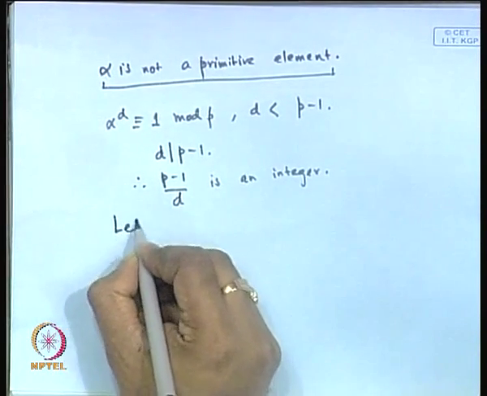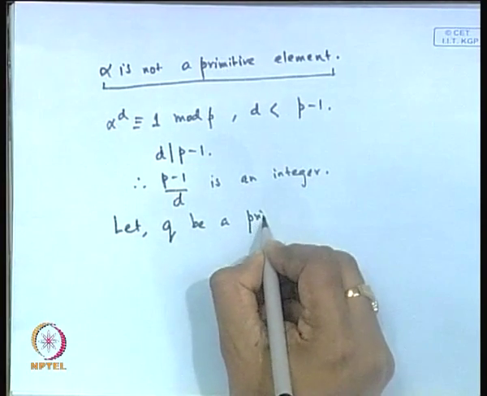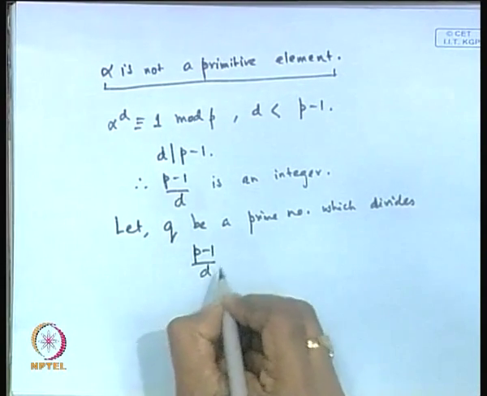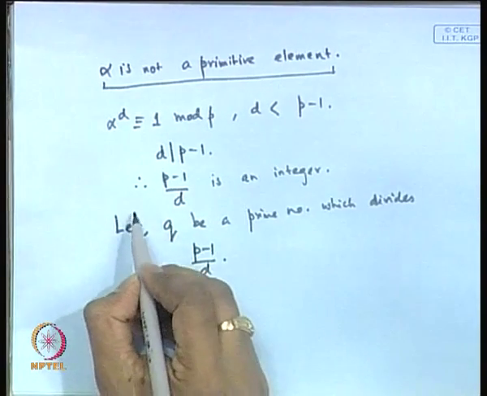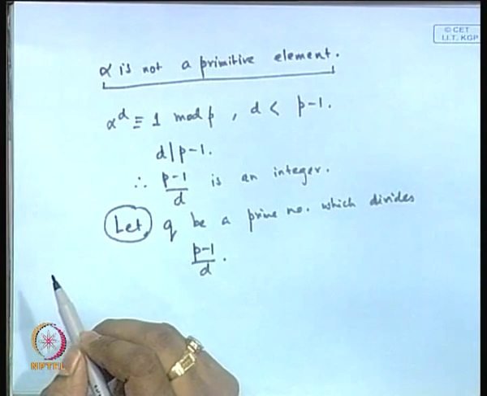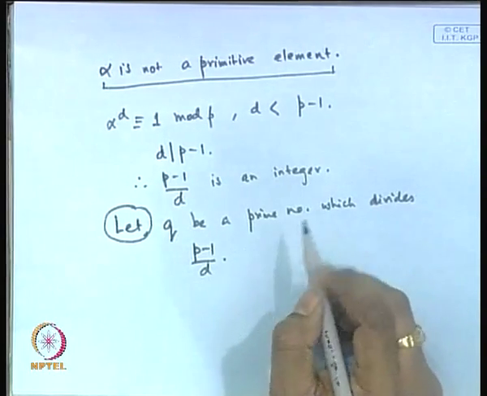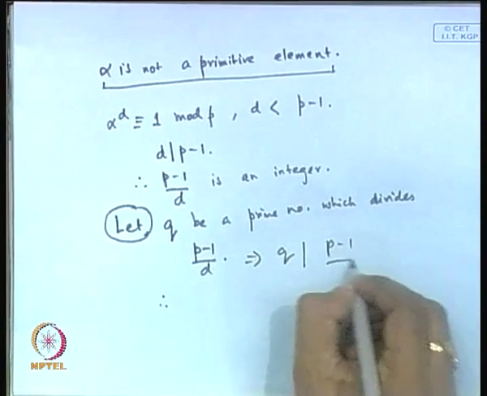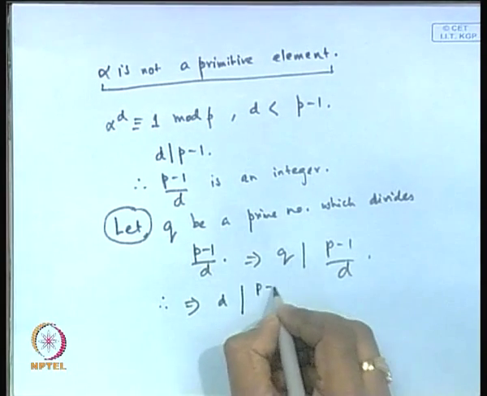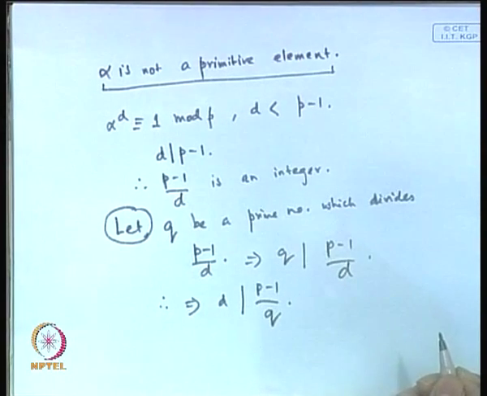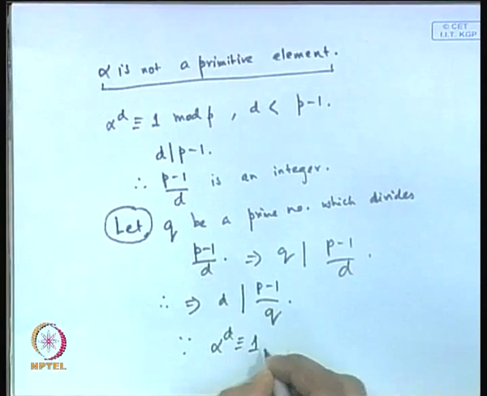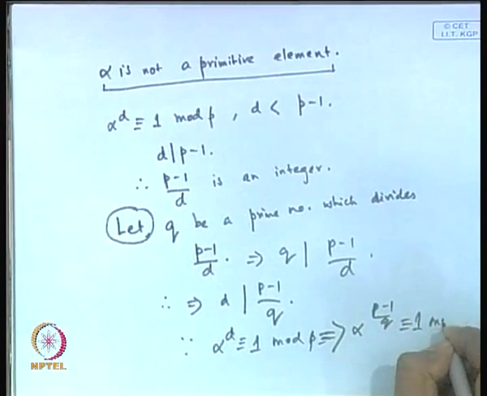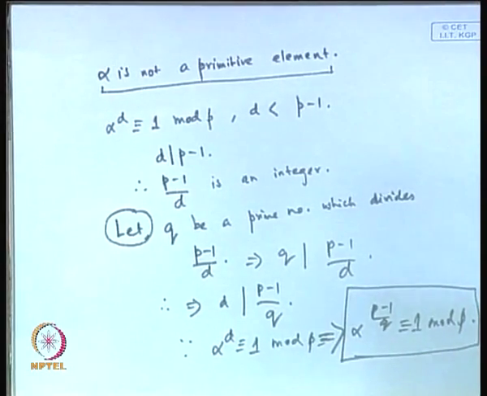Therefore, p minus 1 by d is an integer value, right. So let q be a prime number which divides p minus 1 by d. The moment I say let q be a prime number, what I am saying is that there exists a q for which this is true. So q divides p minus 1 by d, and therefore this implies that d also divides p minus 1 by q. Okay. So now since alpha to the power of d is equal to 1 mod p, this implies that alpha to the power of p minus 1 by q is also equal to 1 mod p. Okay. So therefore, this proves the result.